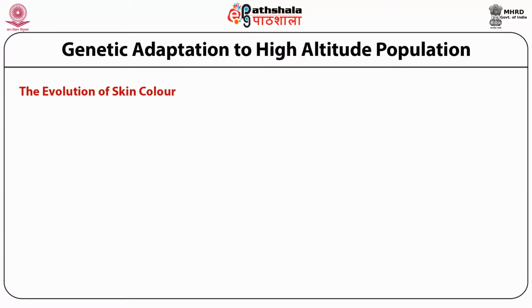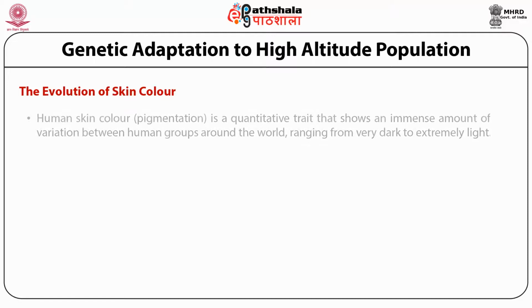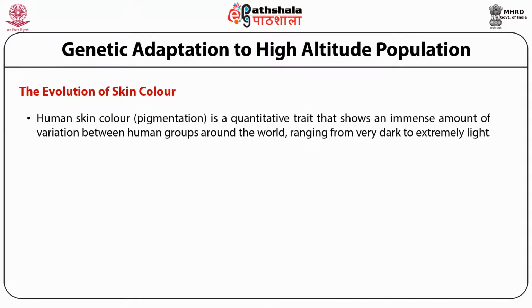The evolution of skin color. Human skin color or pigmentation is a quantitative trait that allows an immense amount of variation between human groups around the world, ranging from very dark to extremely light.